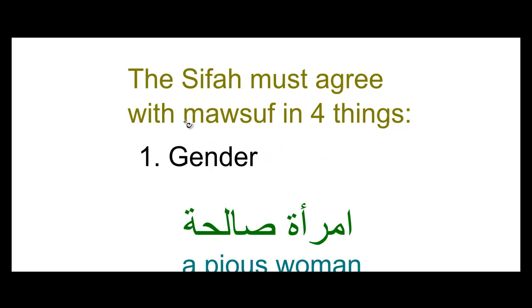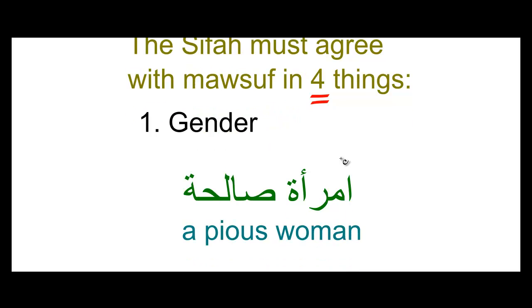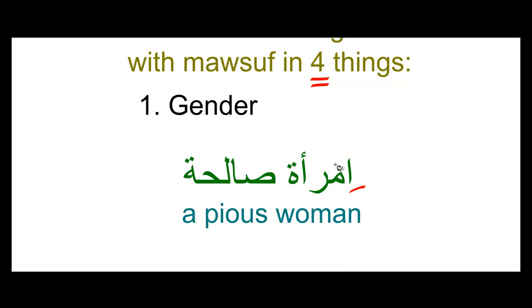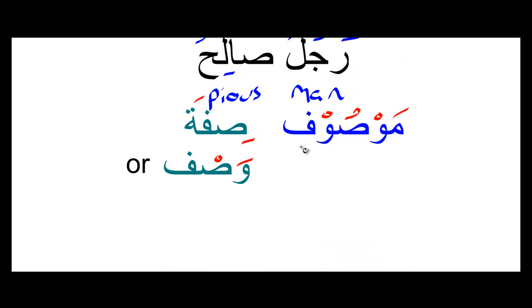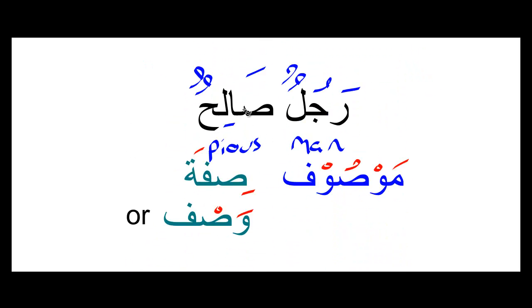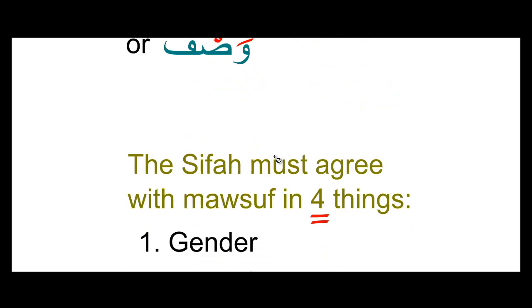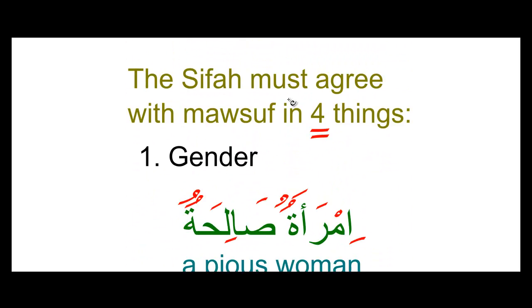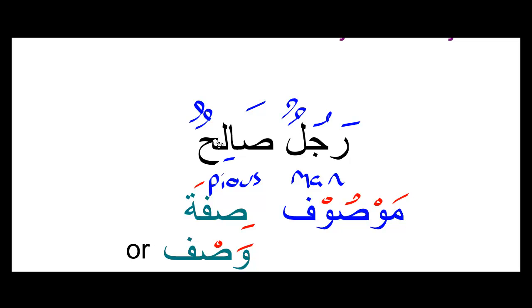The Sifah must agree with Mawsuf in four things. The first of those four is gender. Here we have imra'atun salihatun, a pious woman. Now, as you'll notice, I've changed salih. If you look at the difference, here it says salihun, and here it says salihatun. All I did was extend this ha, and put a ta marbuta there. I moved the tanween over, and I put a fatha on the ha.